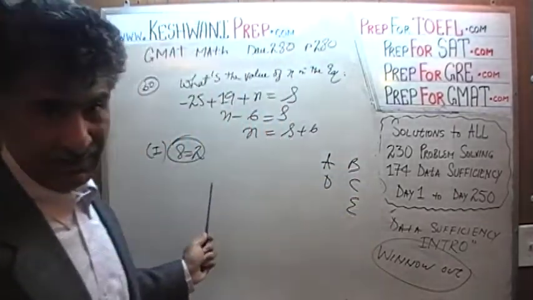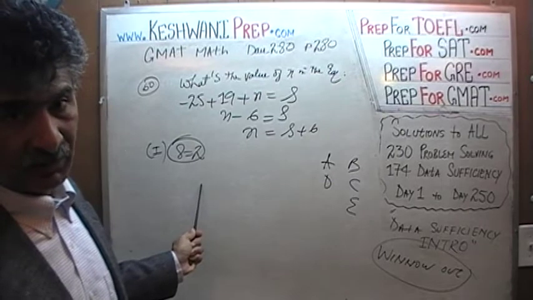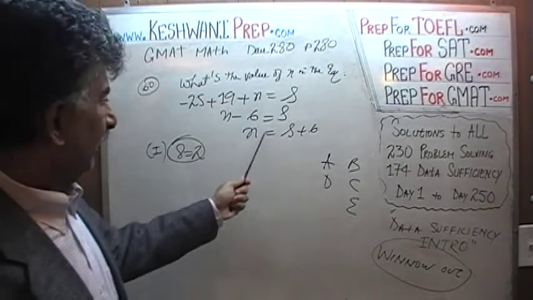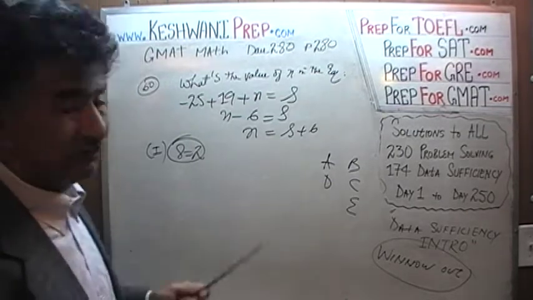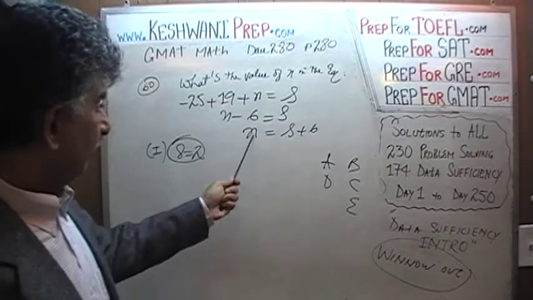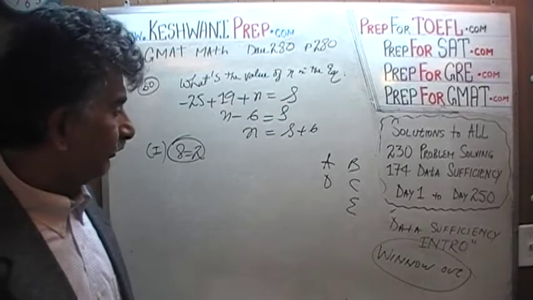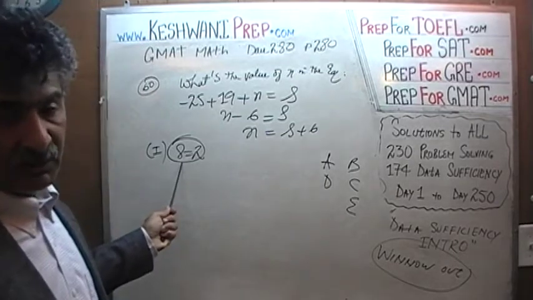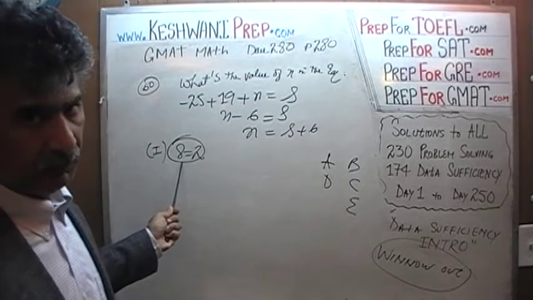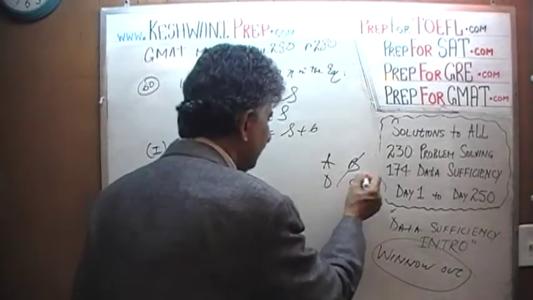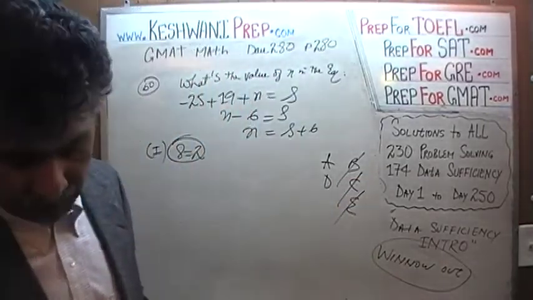The last bit that I did there just now, the last 2 seconds that we just wasted, was not necessary. We don't actually have to do it out. It's quite obvious that it is doable. We can figure out the value of n once we know the value of s. N equals s plus 6. Because we just established that the first statement by itself is sufficient, we know now the answer cannot be B, C, or E. It would have to be either A or D.